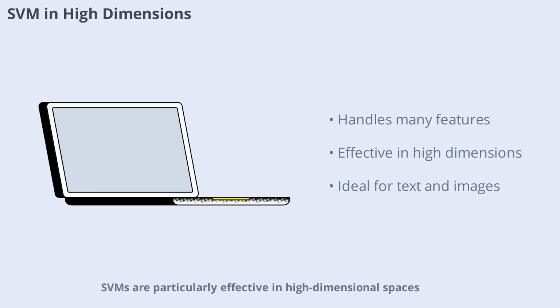SVMs are particularly effective in high-dimensional spaces, where other algorithms may struggle. Their reliance on support vectors and the use of kernels allow them to find clear boundaries even when the number of features is very large. This makes SVMs ideal for tasks like text and image classification.